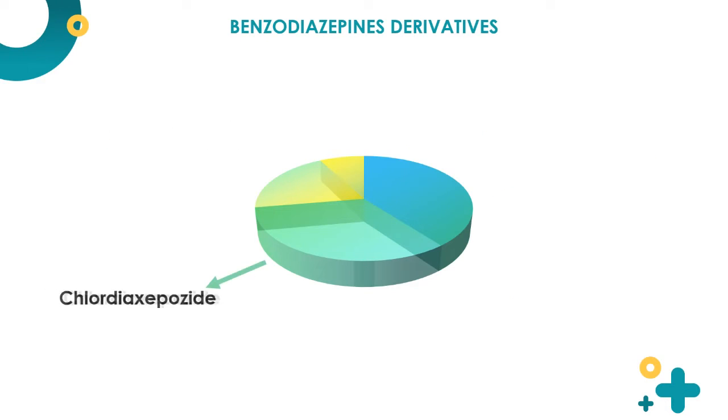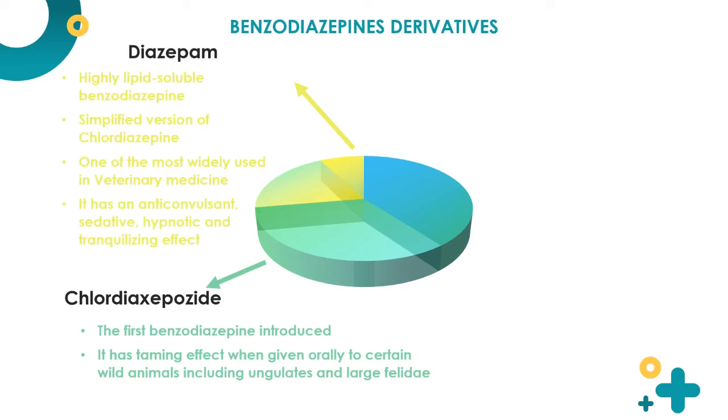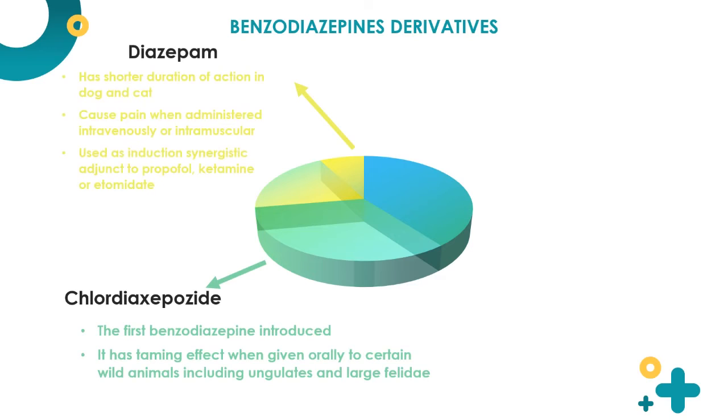Chlordiazepoxide is the first benzodiazepine introduced. It has a taming effect when given orally to certain wild animals including ungulates and large felidae. Diazepam is a highly lipid-soluble benzodiazepine that has anticonvulsant, sedative, hypnotic, and tranquilizing effects and causes pain when administered intravenously or intramuscularly. Diazepam is used as induction, a synergistic adjunct to propofol, ketamine, or etomidate.